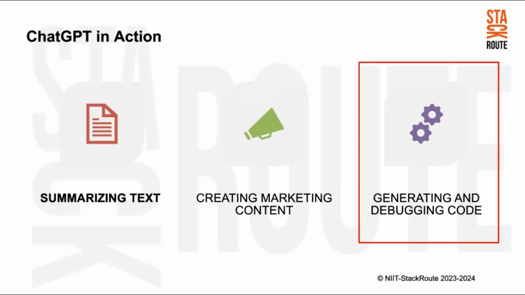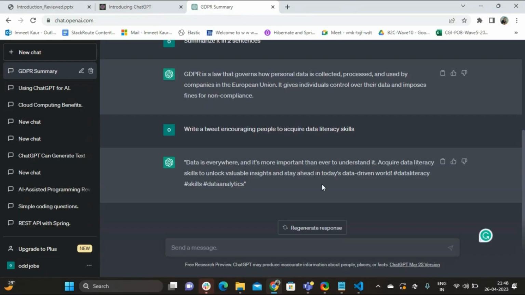And the last one for this is generating and debugging code. It is also impacting how software engineers, data practitioners, and others write code. It is able to generate template code, explain why that code is not working, and even make suggestions for improvements. Now let us see the demo for this. Again, I will just write a prompt: write a Python code to load an Excel sheet, and press enter.